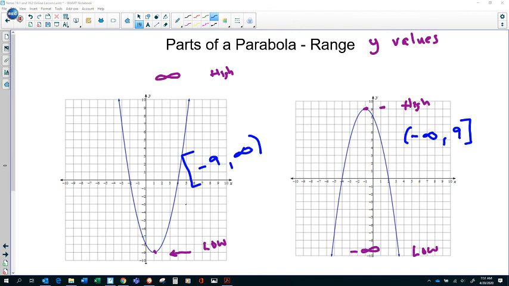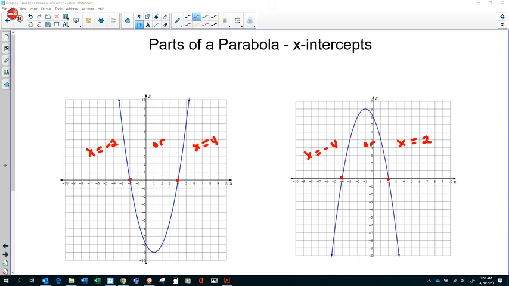On the left, the low end, remember we start with our low and go to our high. Our lowest point is negative 9, that's going to be the vertex we'll talk about in a minute, and the right side, the high side, goes to infinity. The low on this end is negative infinity, and the highest point it can reach is 9. And again, this is a bracket on 9 to show that it can include 9 here, and a bracket on negative 9 to show that it can include negative 9 as well.